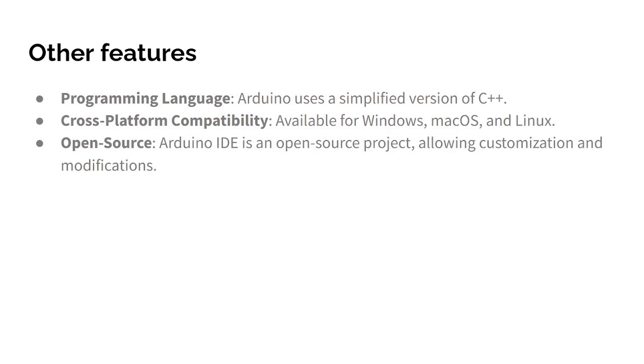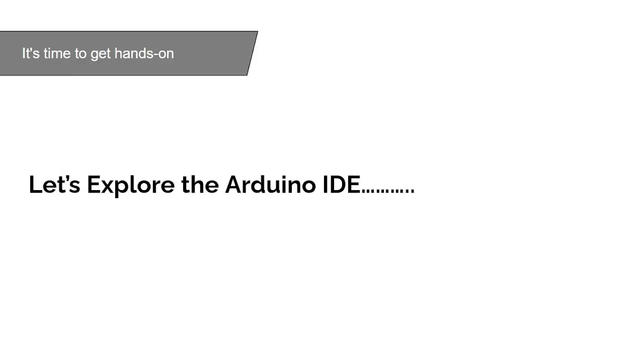Some other features: the Arduino language is a simplified version of C++. It's a kind of C++ with some extra libraries which help us write the code in an easy way. It also has cross-platform compatibility. It's available for Windows, macOS and Linux, different kinds of operating systems. It's open source. Okay, so this is some basic theory. I hope it doesn't bore you.